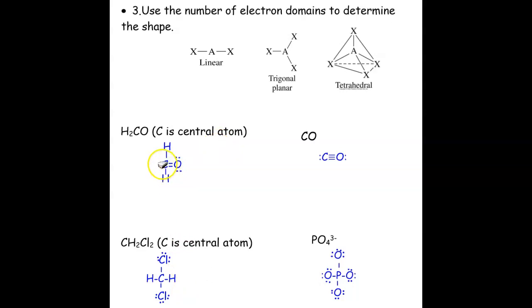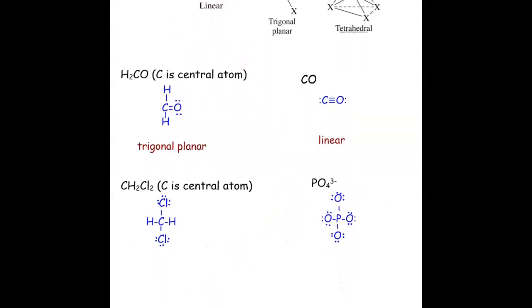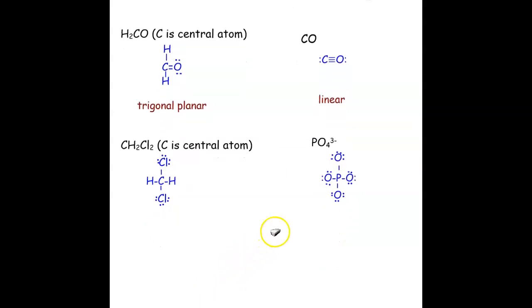Carbon has 3 electron domains, here, here, and here. 3 electron domains make a trigonal planar shape. In the second example, we don't really have a central atom, but we know that the 2 points define a line, so CO must be linear. Pause the video and try the next 2. So both of these turn out to be tetrahedral. It is a very common shape in organic molecules.